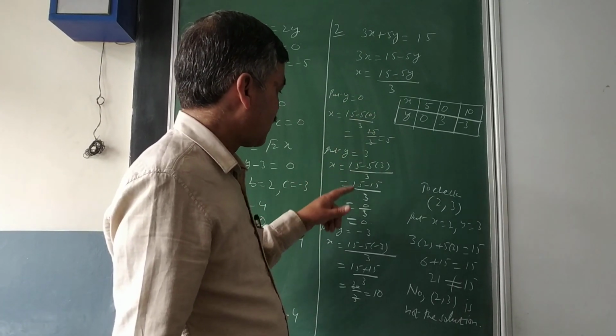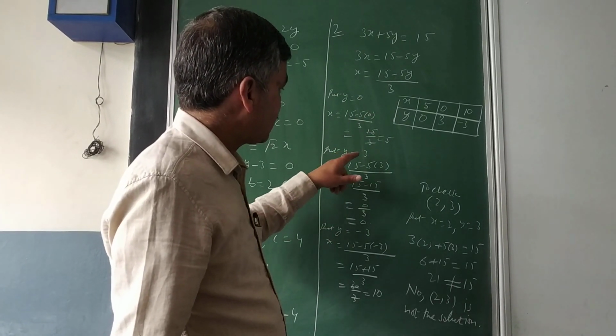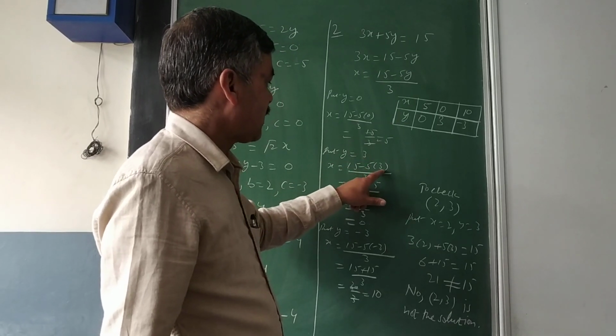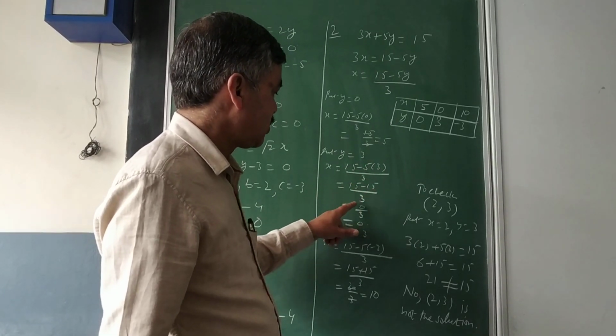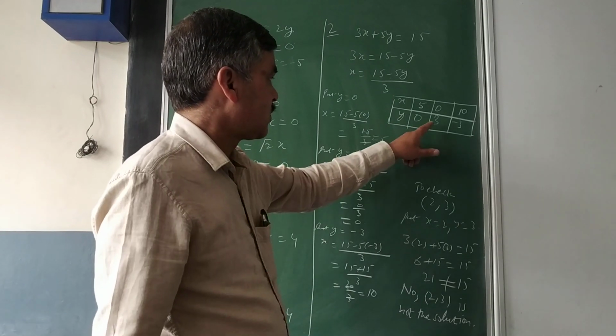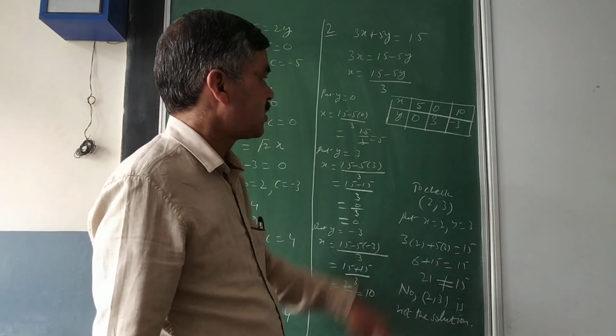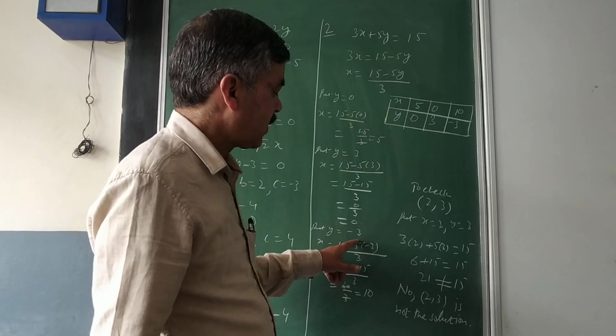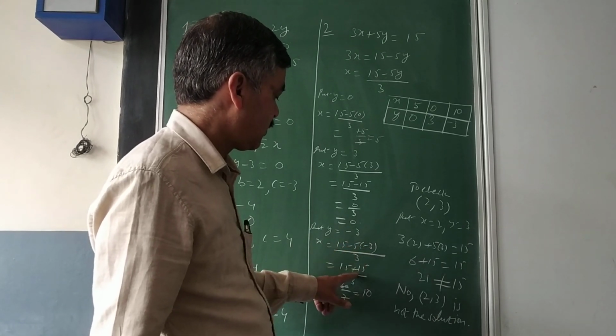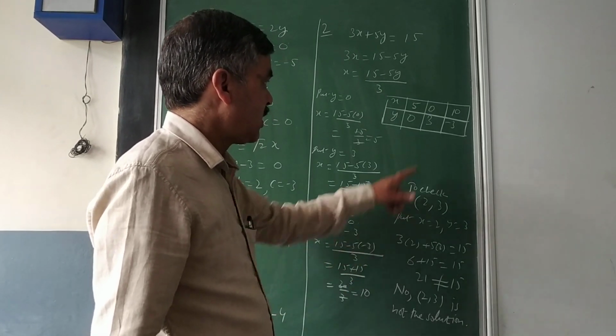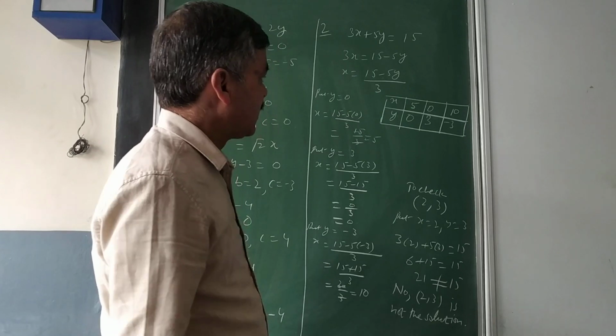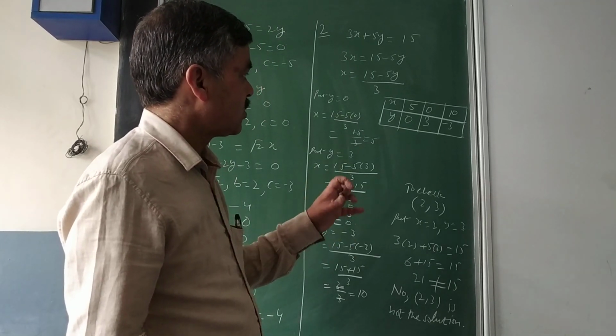So then I went for the next value, that is 3. So y is equal to 3 means 5 3s are 15, 15 minus 15 is 0, 0 divided by any number is always equal to 0. So if y is equal to 3, x will be 0. Then I tried for y is equal to minus 3, 15 plus 15 it will be 30 upon 3 and your x will be equal to 10. If y is equal to minus 3, so x is equal to 10.